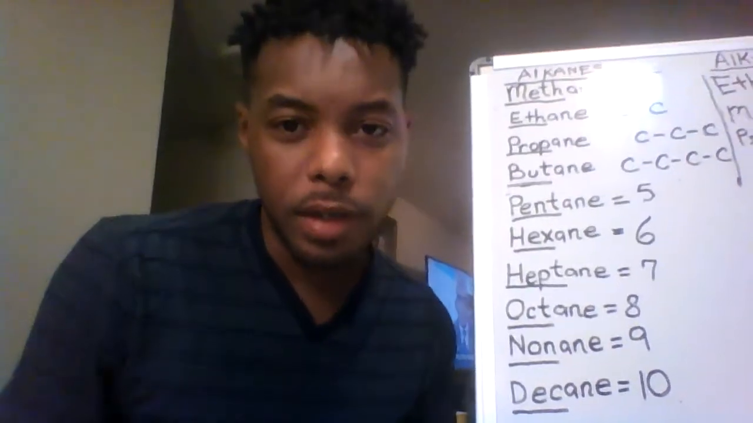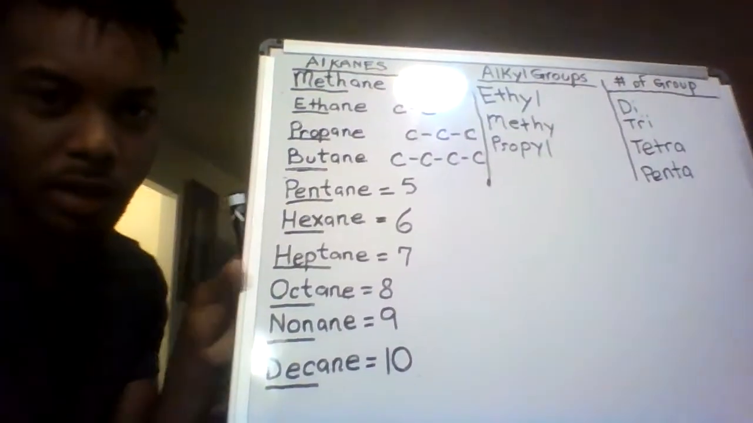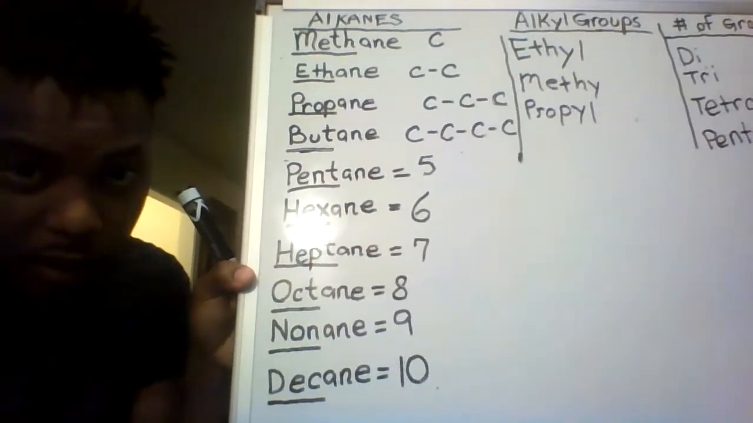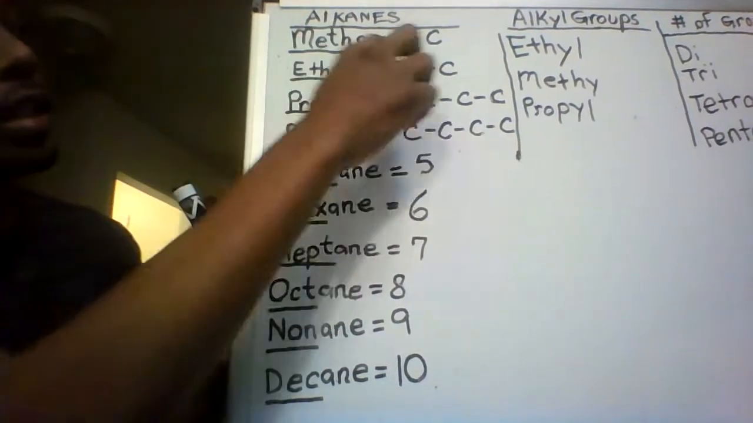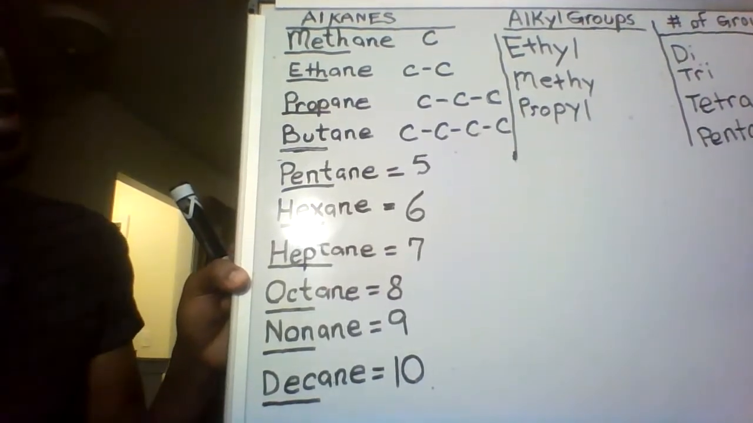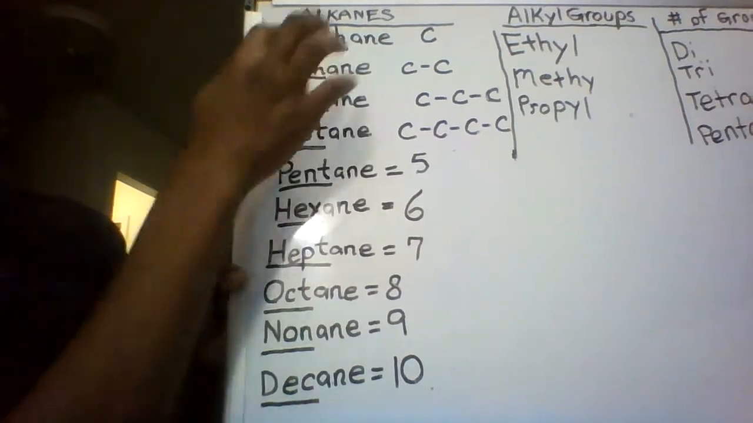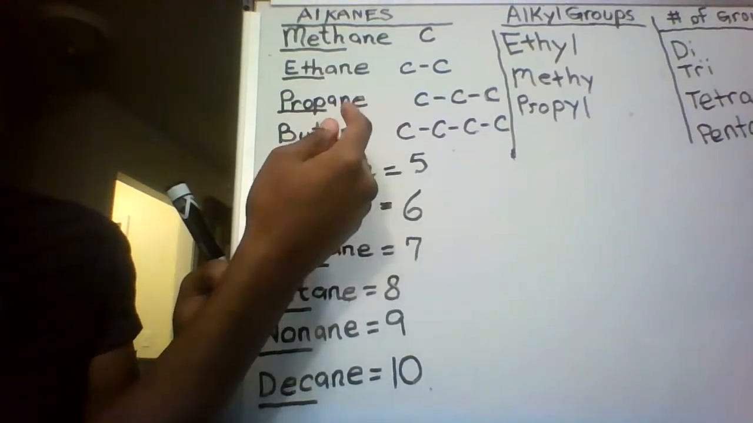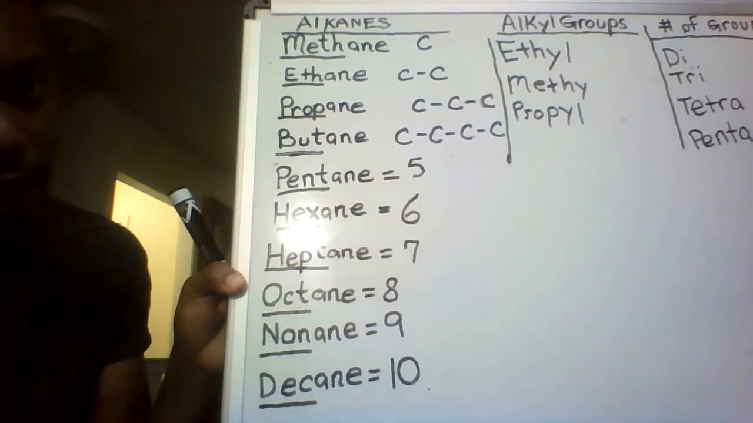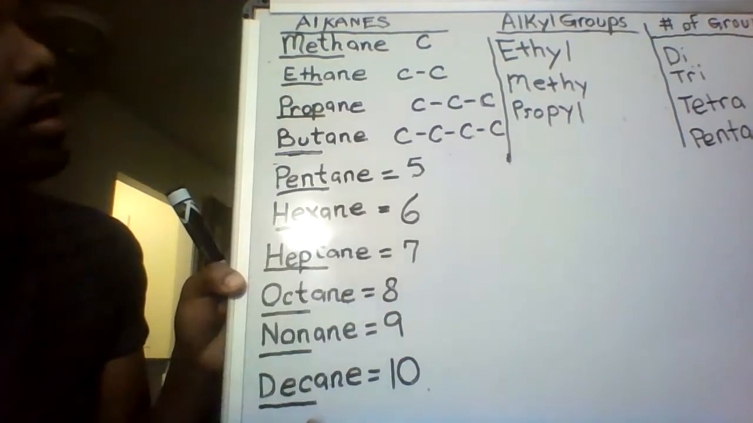If there's a single carbon, it's gonna be a meth. It's going to start with meth. Since they're all alkanes, they're all going to end in ane. So that's going to be a methane.